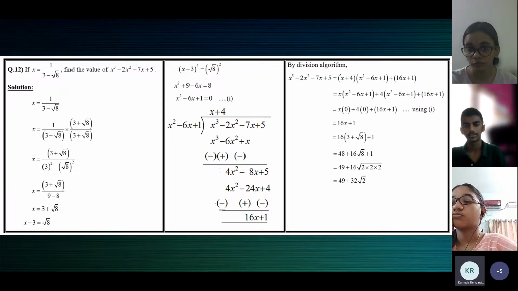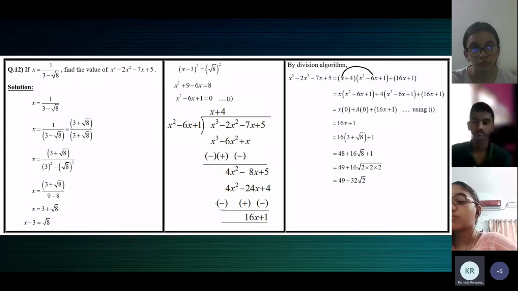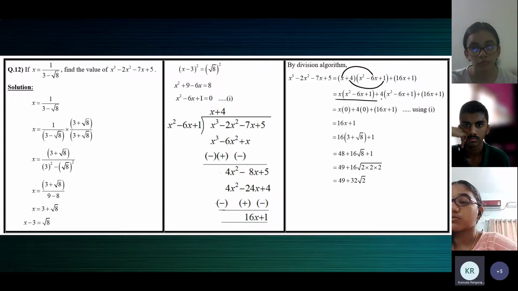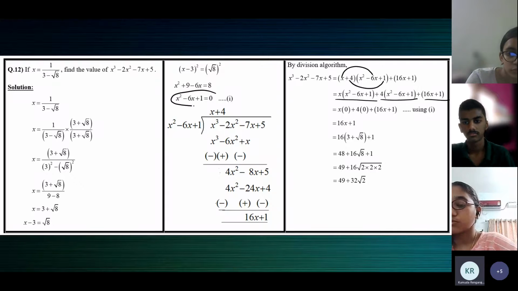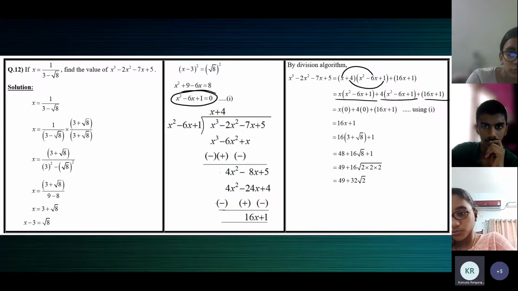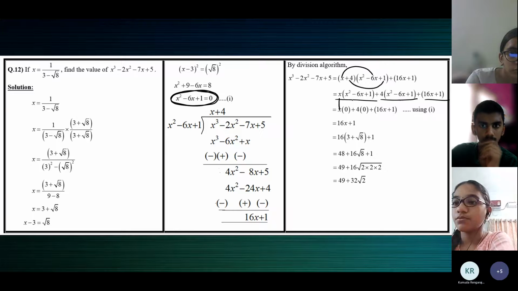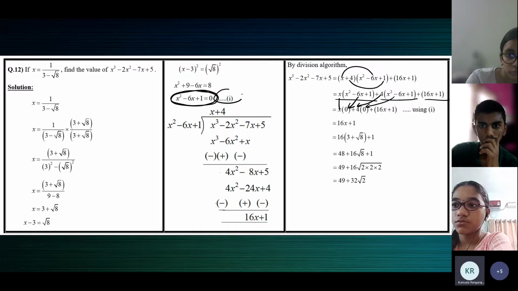See, I'll tell you again. x into the second bracket plus 4 into the second bracket plus 16x plus 1. Now we know that the value of x squared minus 6x plus 1 is 0. So x into this one is 0, plus 4 into this one is 0. The value is 0. I've called this 1 and I've said using 1.